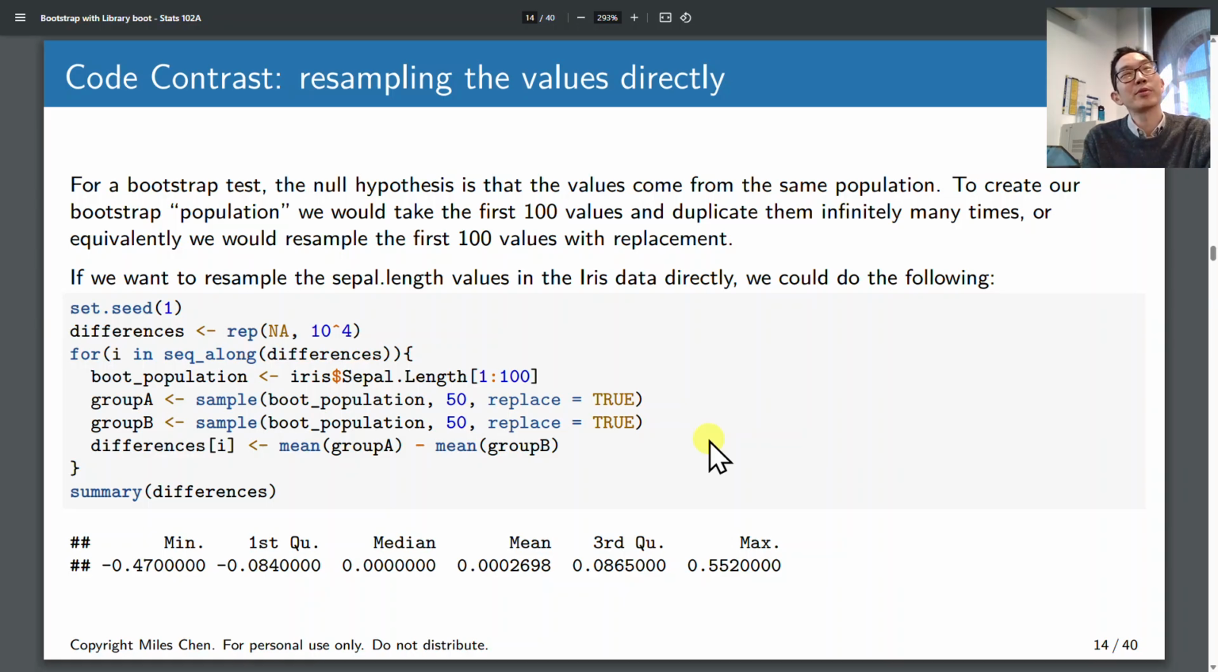All right, so here I'm going to run the same operation in two different ways. One is I'm going to resample the values directly, and then the second is I'm going to resample indices and then subset my data and then calculate my statistics.